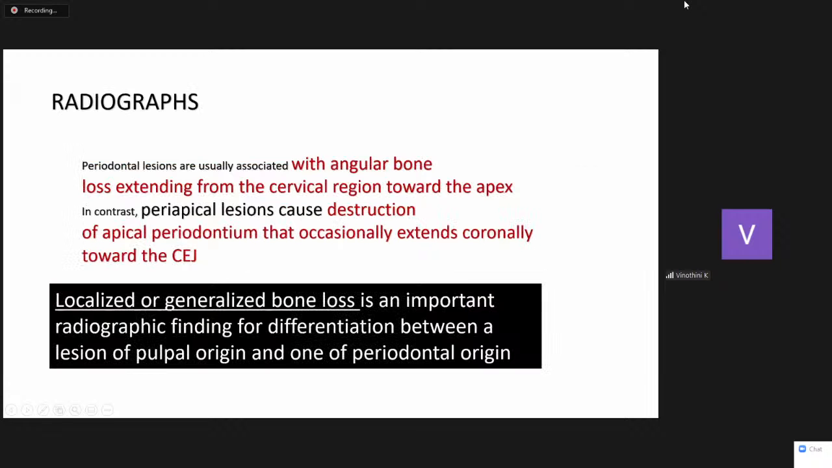Radiograph is also an important aid. For example, all the periodontal lesions are going to have an angular bone loss extending from the cervical region to the apex. A periapical endodontic lesion is going to have destruction of the apical periodontium, which occasionally extends coronally towards the CEJ. So localized or generalized bone loss is an important radiographic feature to discriminate between pulpal origin and periodontal origin. Localized bone loss is going to be the endodontic thing, and generalized bone loss is going to be a periodontal thing.